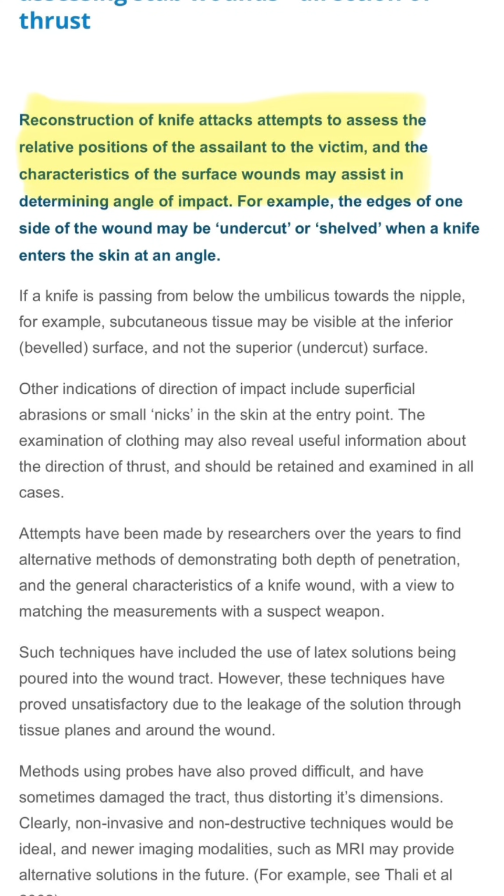It says if a knife is passing from below the umbilicus towards the nipple, for example, the subcutaneous tissue may be visible at the inferior surface and not the superior. So just the different ways the wounds look and the different organs and parts of the body that skin was going a certain way are going to show what angles everybody was at. And you can pause and read the rest of this page.